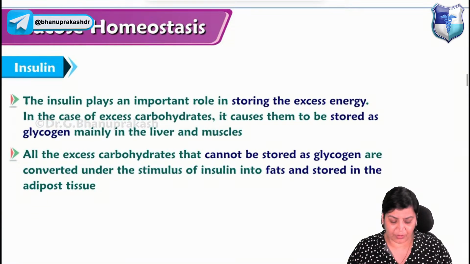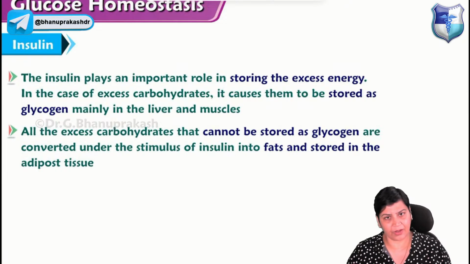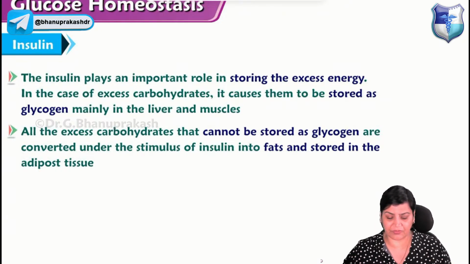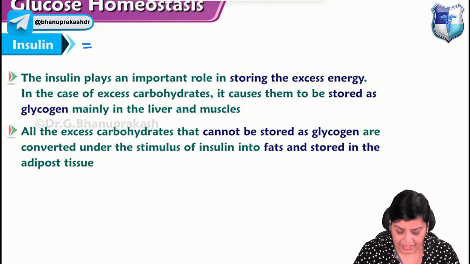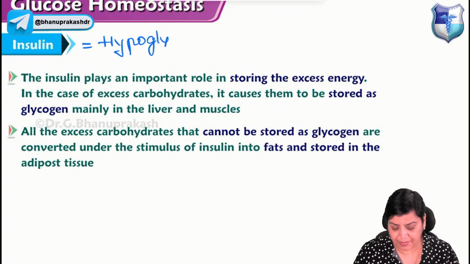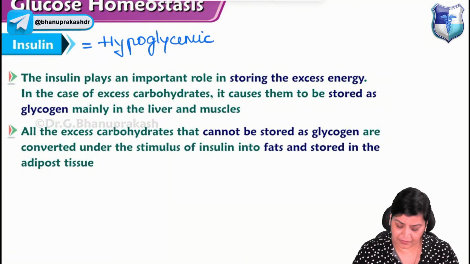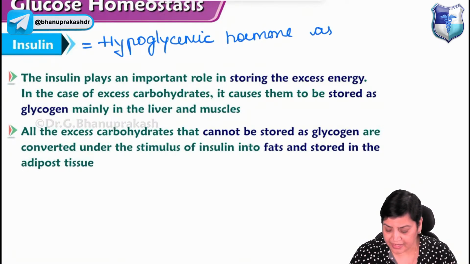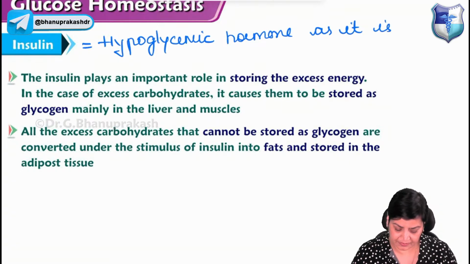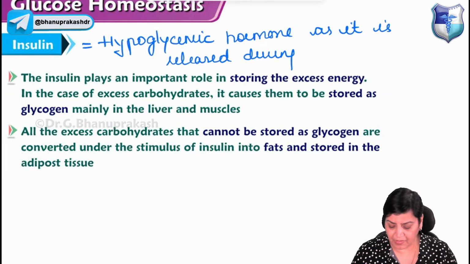Now, if we talk about insulin, what is the function of insulin first of all? Insulin is a hypoglycemic hormone. This you have to learn, beta. Now, why is it a hypoglycemic hormone? As it is released during hyperglycemia.